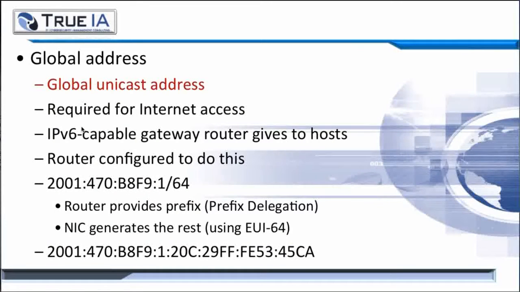Next, we have the addition of the global address. This is called the global unicast address. It's required for internet access. This address is what an IPv6-capable router will give to a host. The router provides the prefix, and then the NIC will generate the suffix using its /64 subnet.